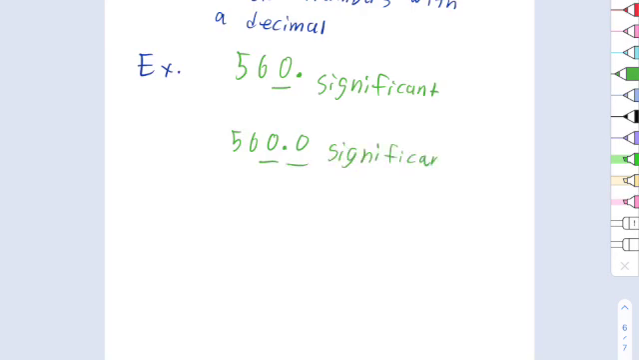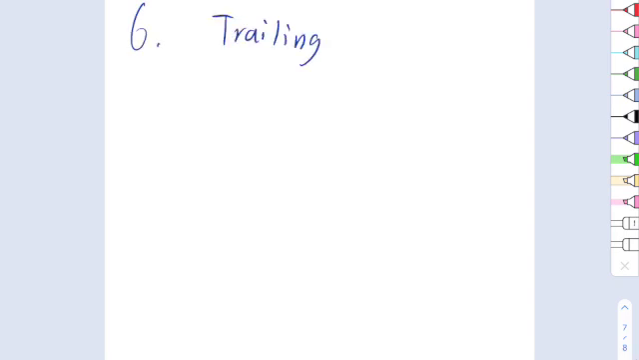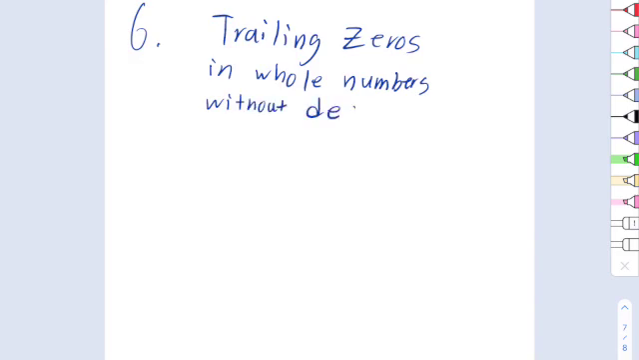Number 6, however, talks about trailing zeros in whole numbers without the decimals. Number 6 talks about how trailing zeros in whole numbers without decimals are not significant. So for example, if we simply have a whole number 100 without any decimal points, these 2 zeros are trailing zeros which are not significant. So when we have a number 100, we only know that 1, the first number, is significant, so there only will be 1 significant figure in total.